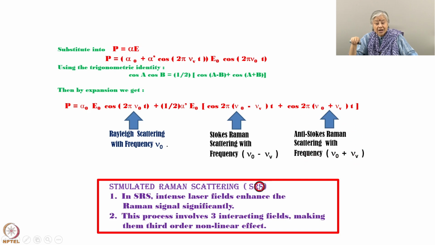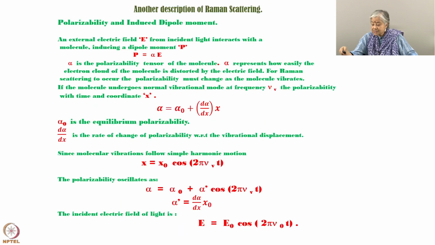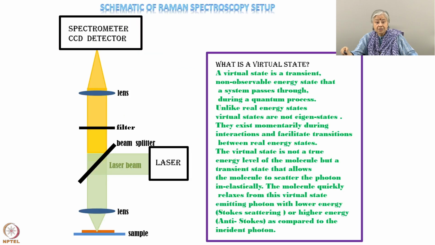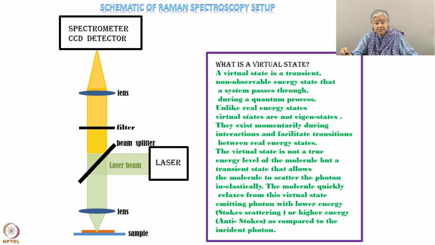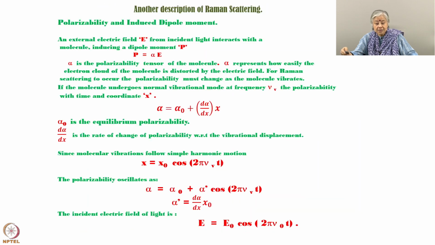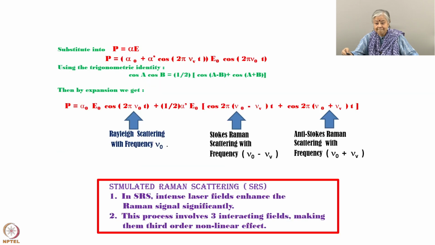So, you have 2 new frequencies. Even by this classical method of explanation, what was done before was the quantum mechanical method, and what I have given here is the classical method. Both of them give you the same results. They are just 2 different explanations of Raman scattering.